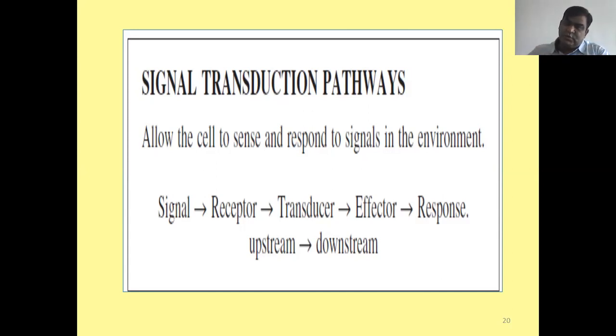The transducer will loop in the effector. The effector will have a secondary messenger. The secondary messenger will activate protein kinases, and protein kinases will bring about the effect by modulating the action of various enzymes and modulating gene transcription, thereby bringing about the response. So this is what we have discussed so far.